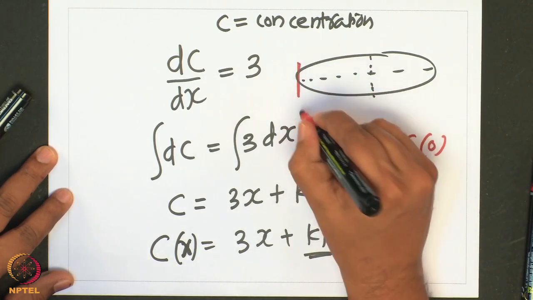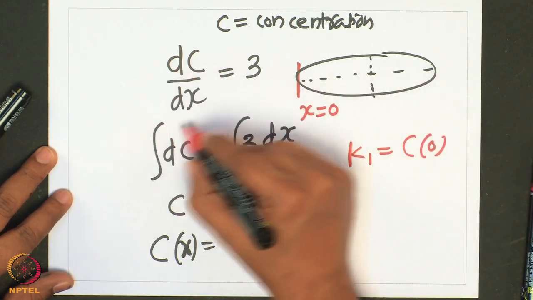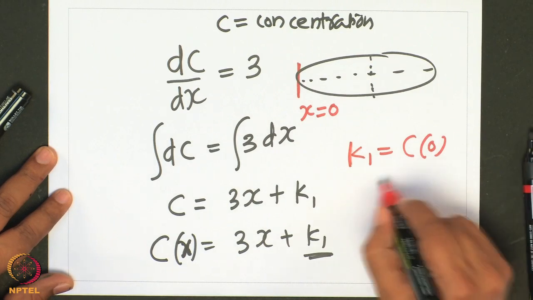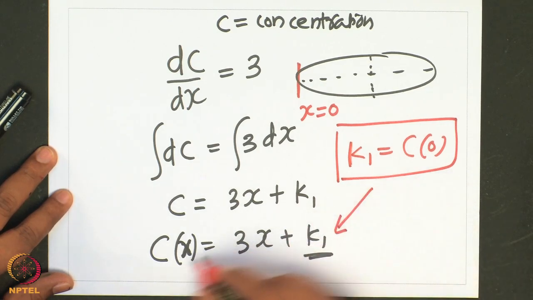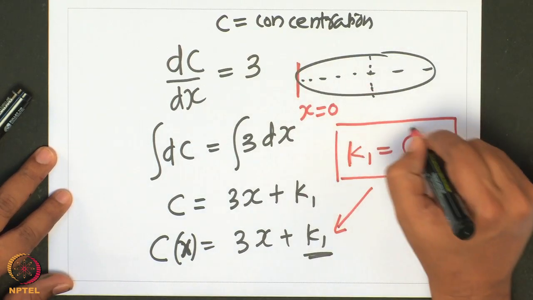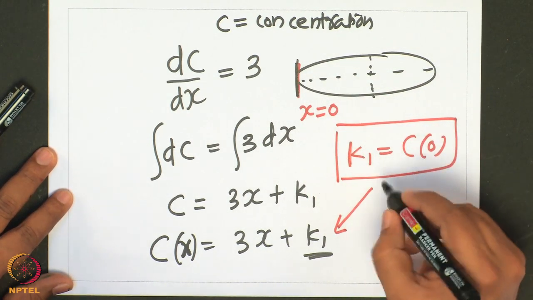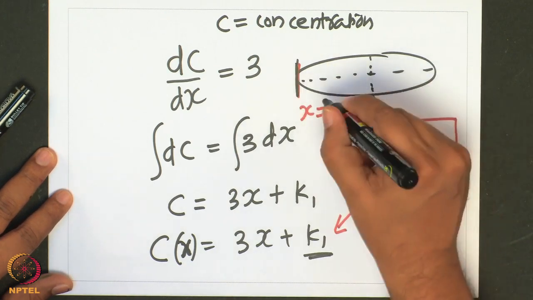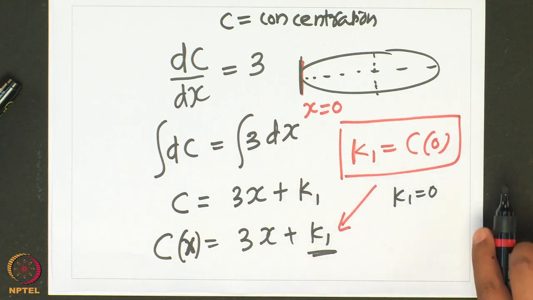What is x equal to 0? This is x equal to 0, let us say. I am telling you that the change in concentration dc by dx is constant everywhere. If I know the concentration at x equal to 0, which is k1, I can calculate the concentration at any point by integrating this formula. This concentration is the concentration at the boundary, which is why this is often also called a boundary condition. If k1 is equal to 0, the concentration at the boundary is 0, and the change in concentration is 3, I would get the concentration at any point x as 3 times x; at 2, it is 3 times 2.